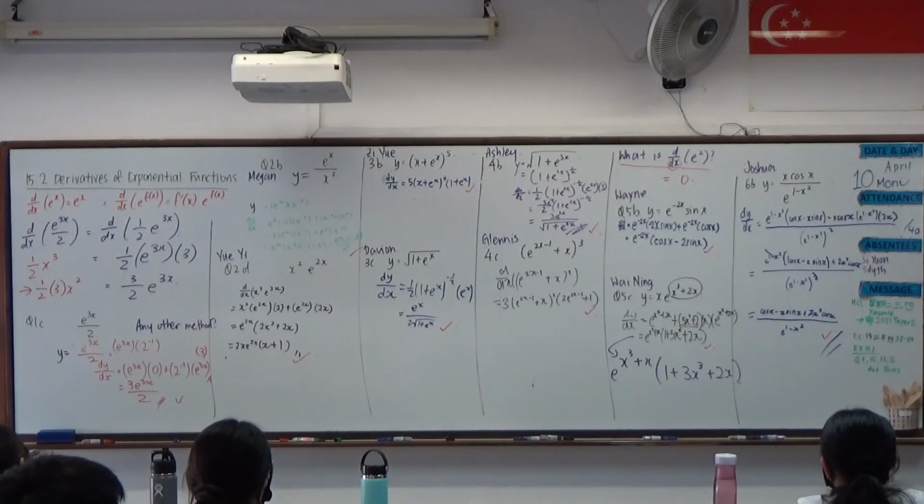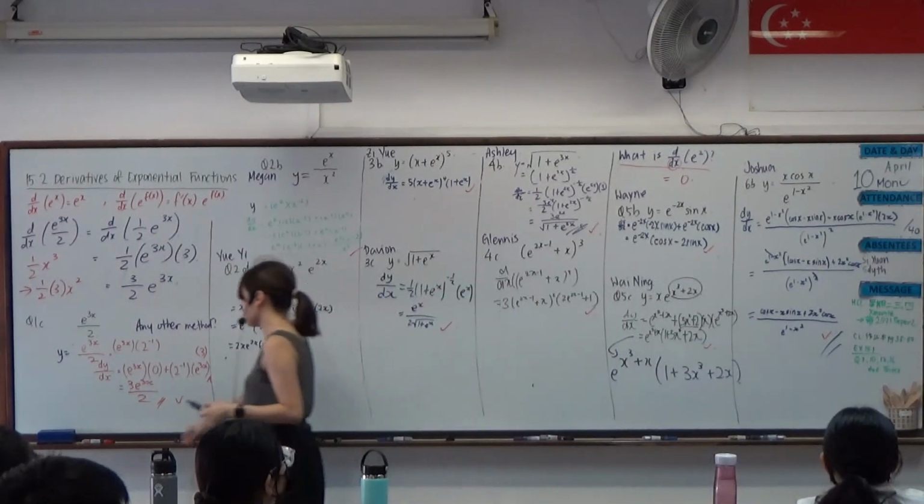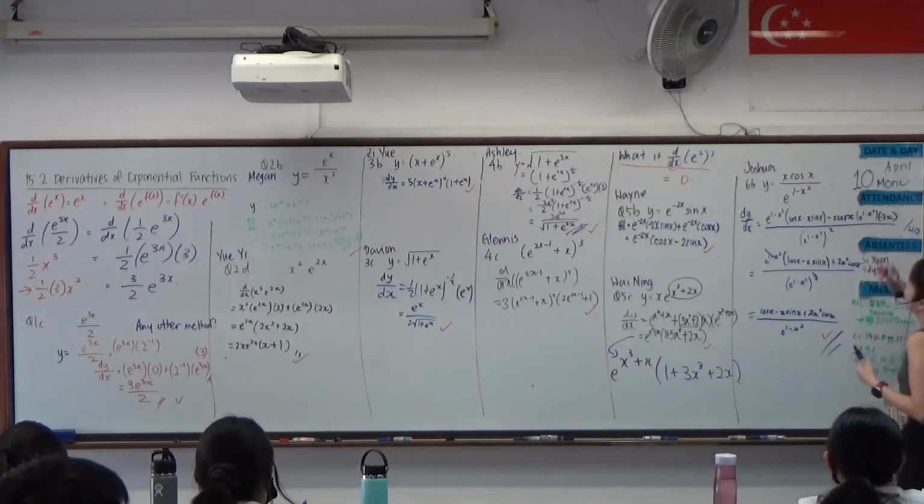Then Joshua's one is probably the most difficult one. Is negative to the 2x on top, this one? Oh, okay. Thank you for spotting that.